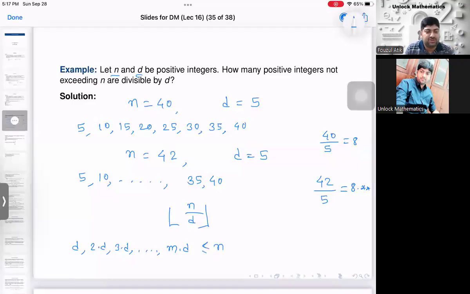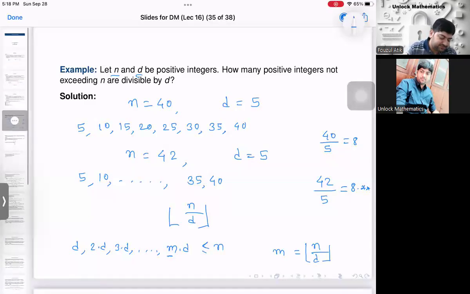So therefore, what is your job? Your job is to find the maximum number m such that m into d is less than n, right? So your m should be equal to n by d. But m is an integer, so n by d may not be an integer. So what is the largest m? So you have to take n by d, floor function of it, right?